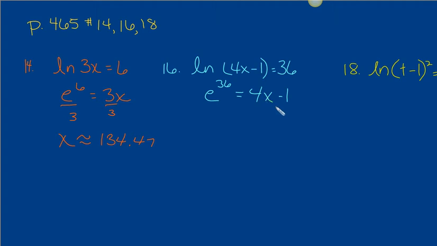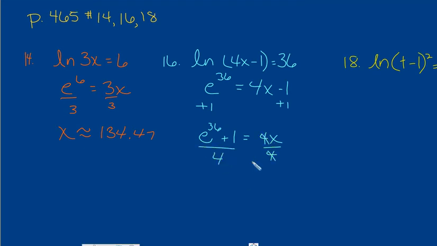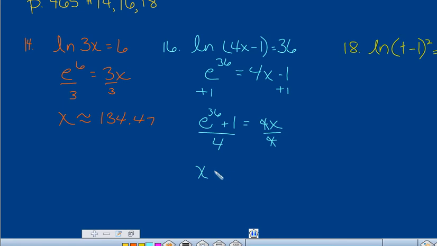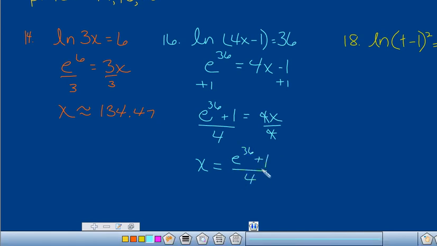And again, we're trying to solve for x, so we're going to begin by adding 1 to both sides. And we get e to the 36th power plus 1 is equal to 4x. And again, continuing this isolation process, which is very familiar to us, we get x is equal to, I'm going to leave it like this because e to the 36 is an extremely large number. So for all practical purposes, we're just going to leave this answer just like this.